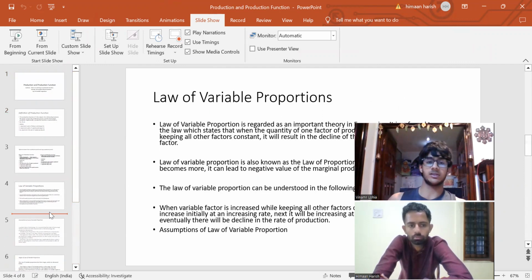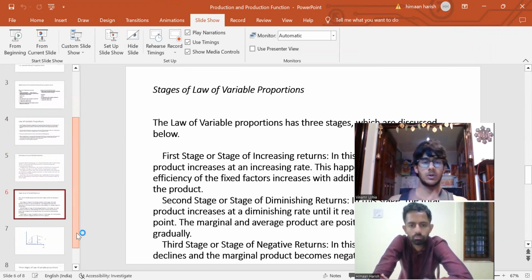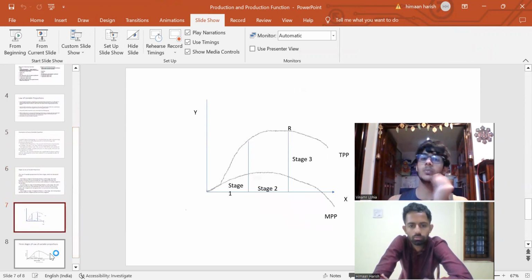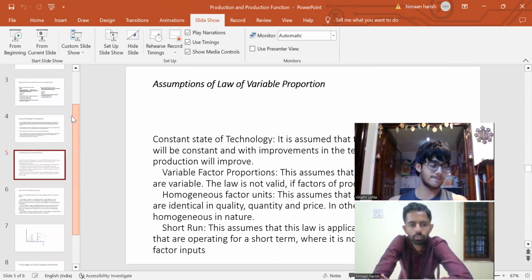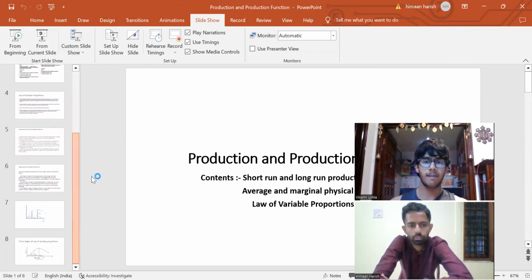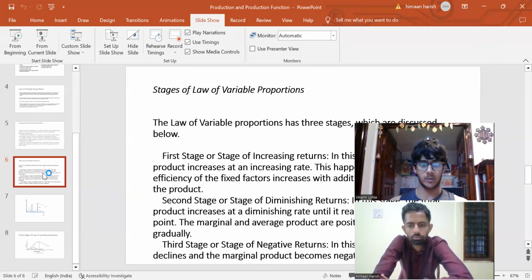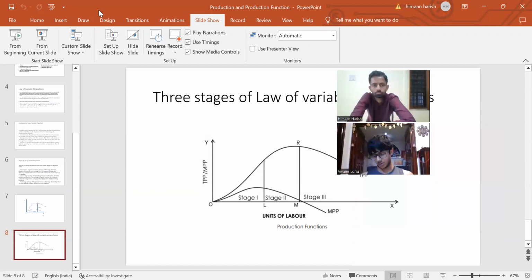No, returns to a factor and returns to a scale. Was it a microeconomic or a macroeconomic concept, this production and production function? Probably it was microeconomics. Yeah, it's a microeconomic concept. So this is the last concept in the microeconomics theory.